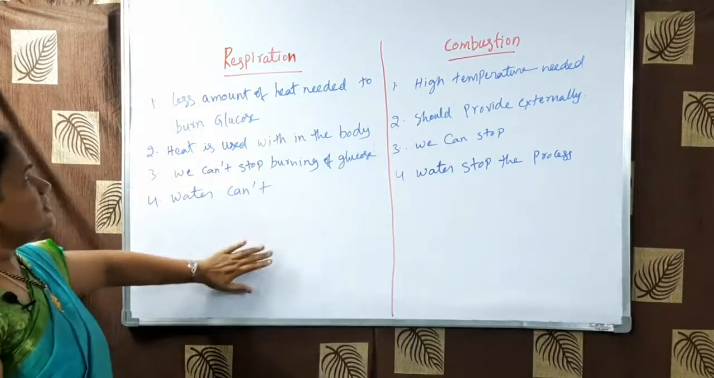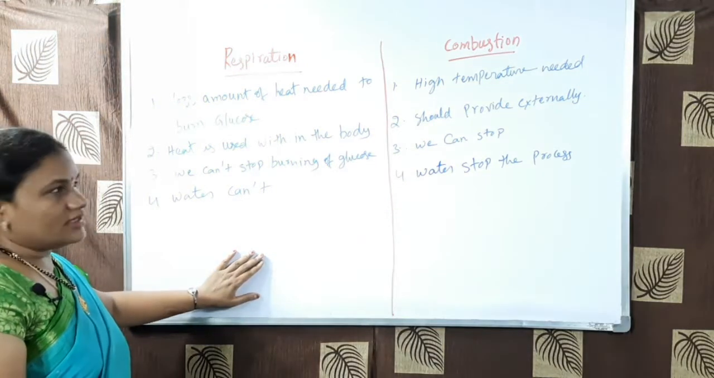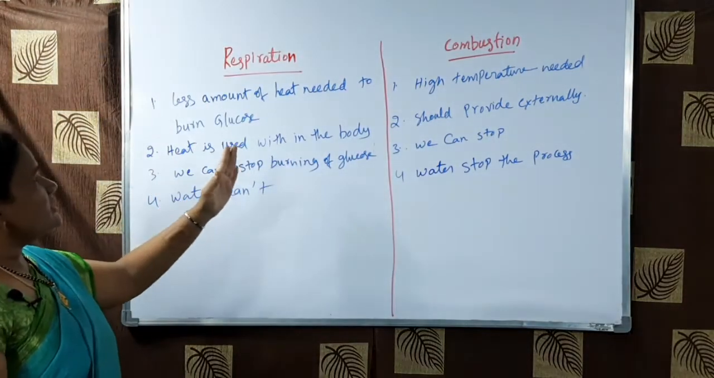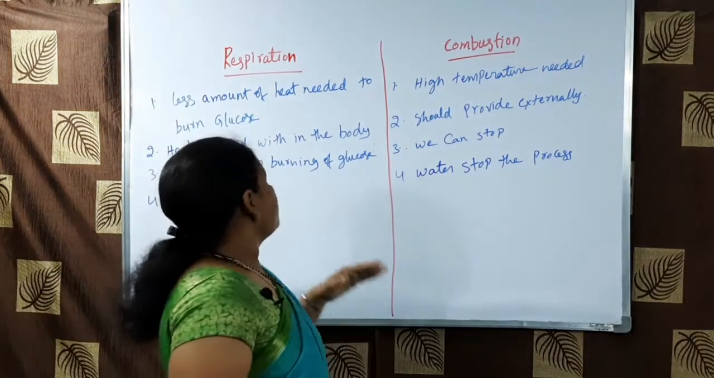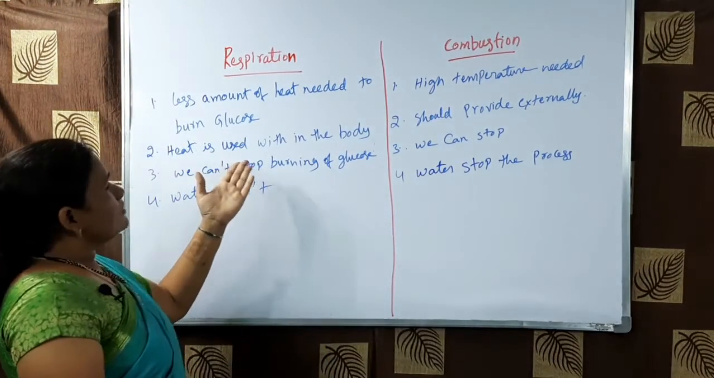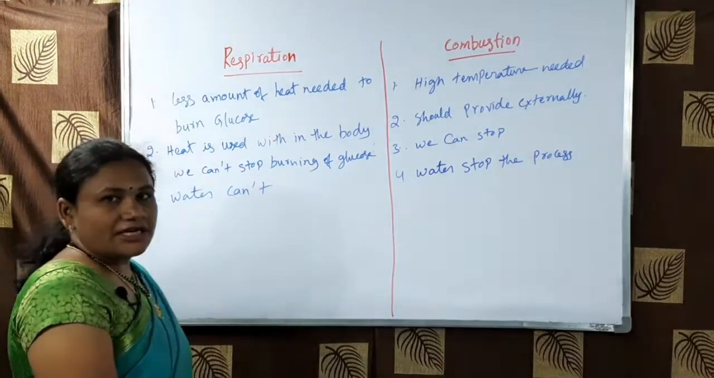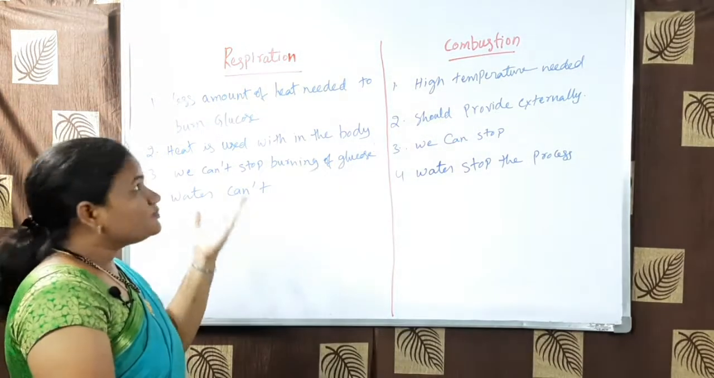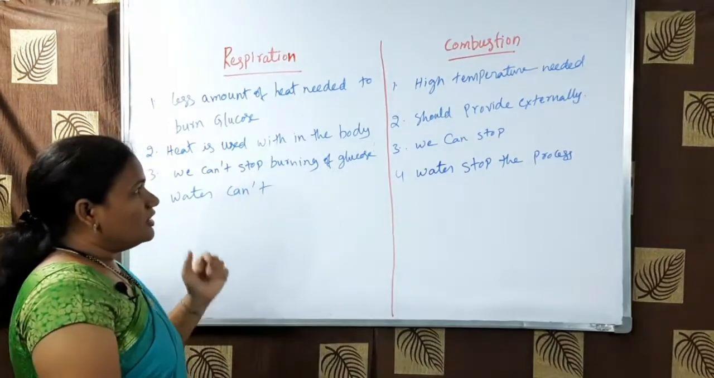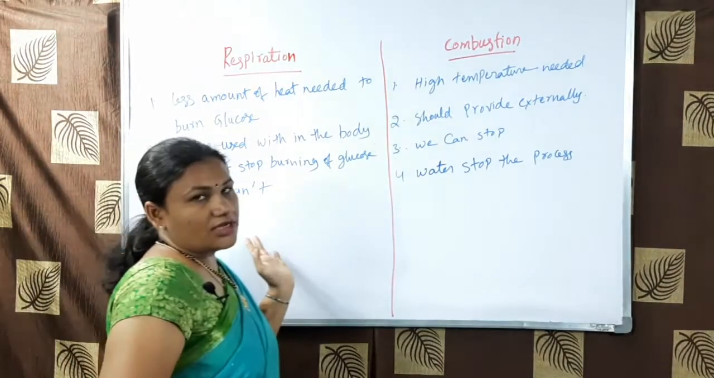So these are the differences between respiration and combustion, even though both are similar. See, less heat is needed to burn glucose in respiration. Combustion needs high temperature, and in respiration heat is used within the body, but in combustion heat should be provided externally. And we can't stop the burning process in respiration, but we can stop it in combustion. Here water can stop the process, but here it can't.